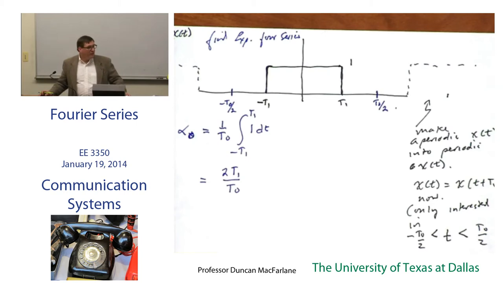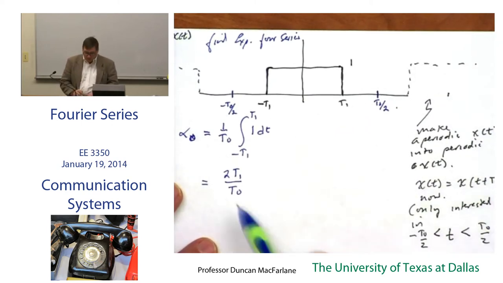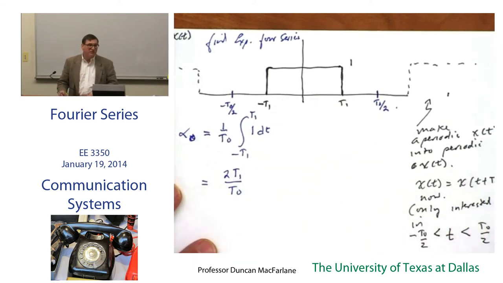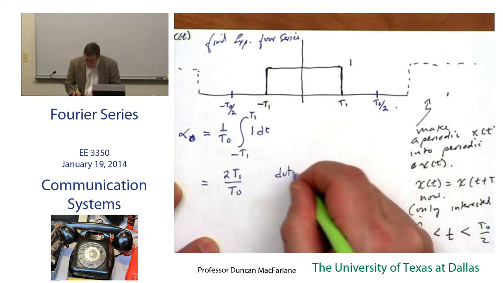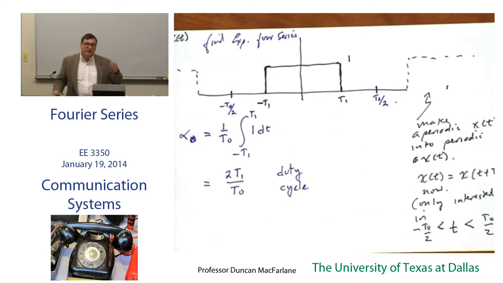But if we go a little bit beyond the mathematics of it, we now look at what that ratio is. 2T1 is the length of the pulse, the length of the time that a voltage is actually on in my signal. And T0 for this new periodic function is the period. So 2T1 over T0 is a ratio of two times, it's dimensionless, the percentage of time that it's on. Does anyone have a word for that? Very good. So the physical interpretation of alpha sub naught happens to be the duty cycle of the pulse train. Okay?